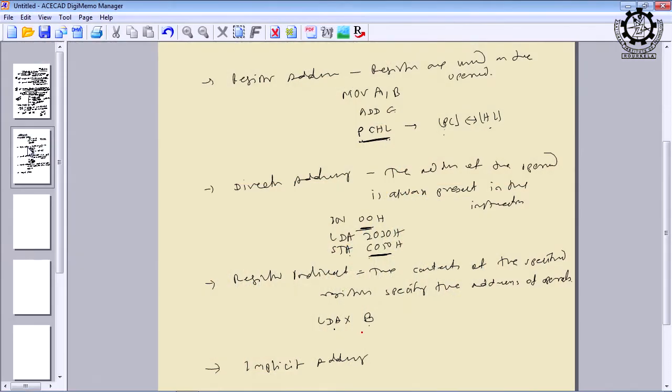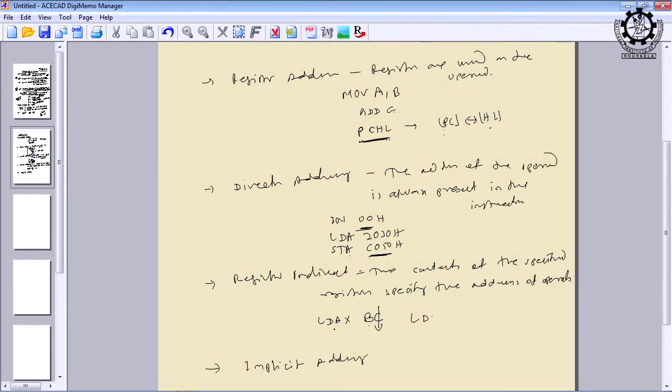Even though I write B, you will understand that I am writing BC. You need not write BC explicitly. That is the syntax. Even if you write LDX BC here, there will be a syntax error in the assembler. When you assemble this code to machine language code, there will be a syntax error. That is why I told you, you should be a bit careful about the syntax and semantics of the instruction.